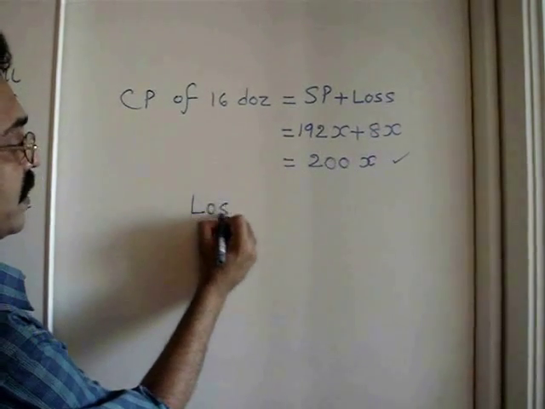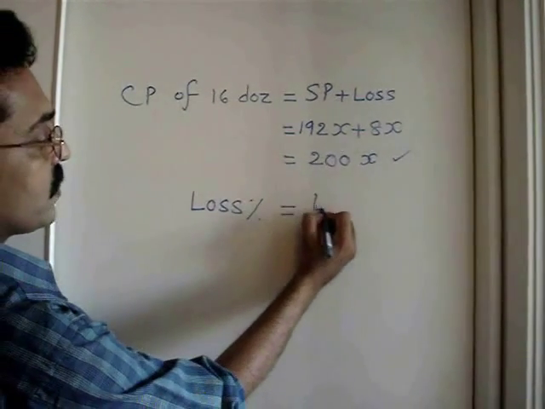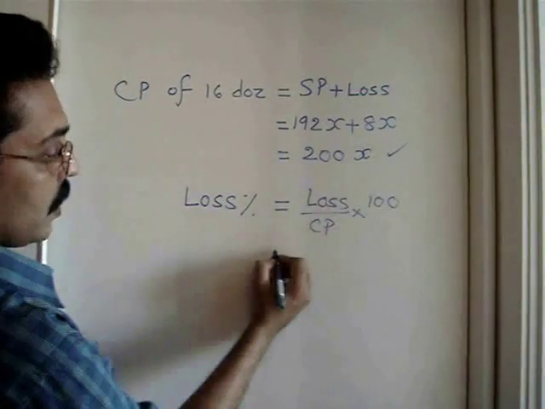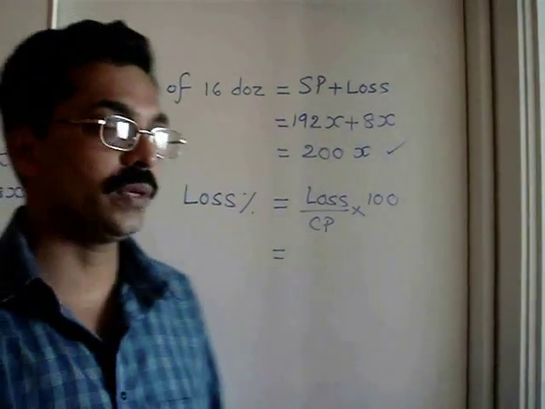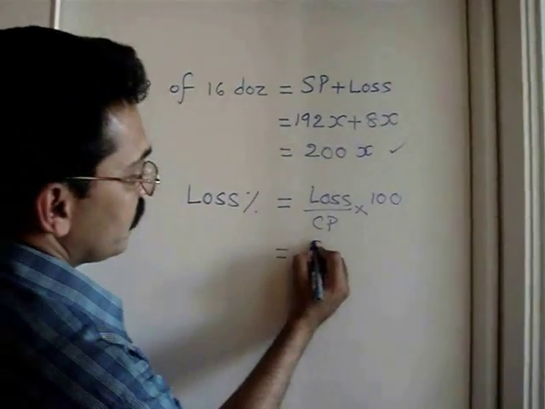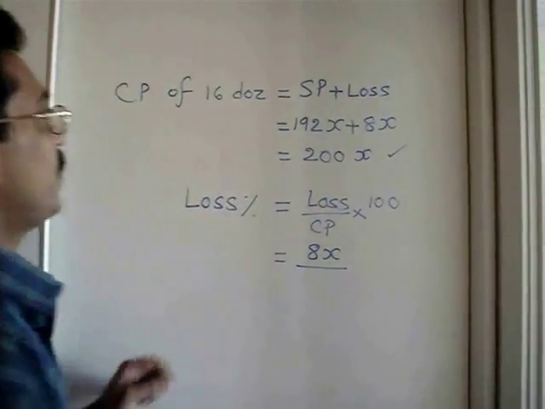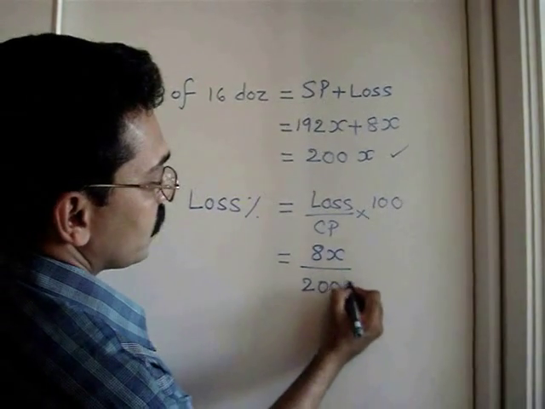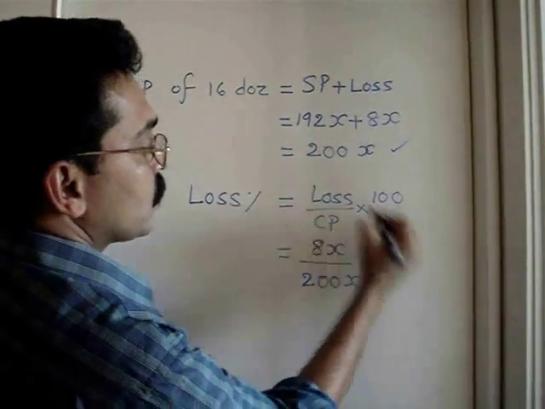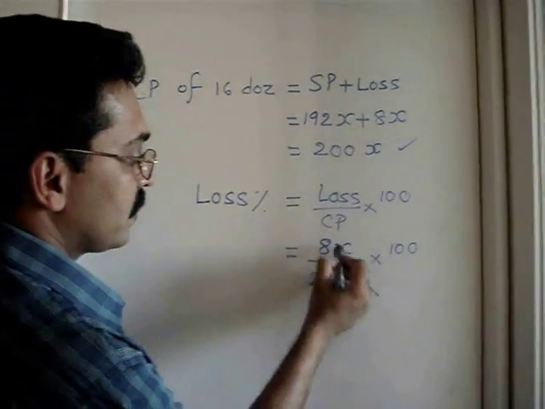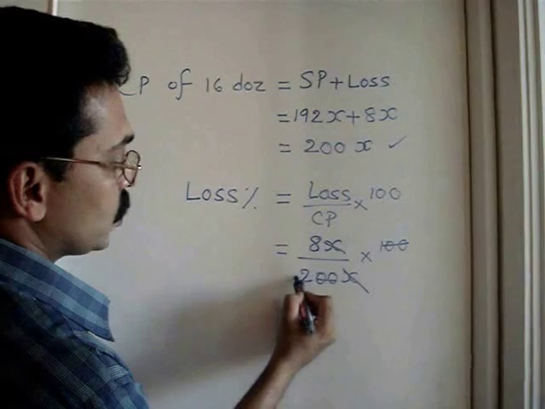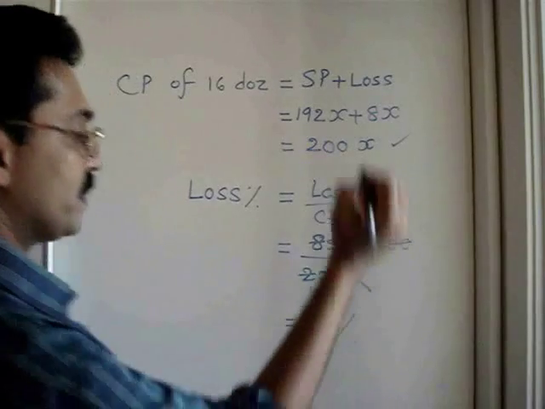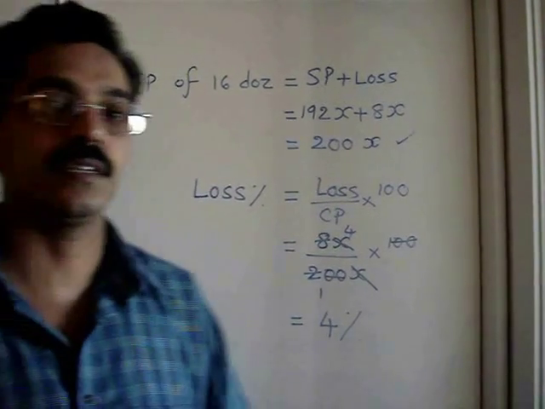The formula for loss percent is equal to loss upon CP multiplied by 100. Already we know that loss is equal to 8x. So in place of loss we substitute 8x and CP, just now we found out, is 200x. So 8x by 200x multiplied by 100. So here x and x get cancelled and 2 zeros are cancelled, 2 ones are 2, 2 fours are 8, 4. Therefore loss is equal to 4%. There ends the first part of the problem.